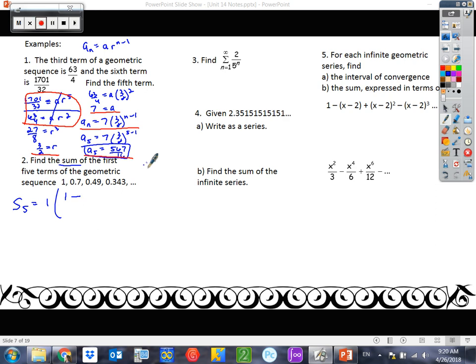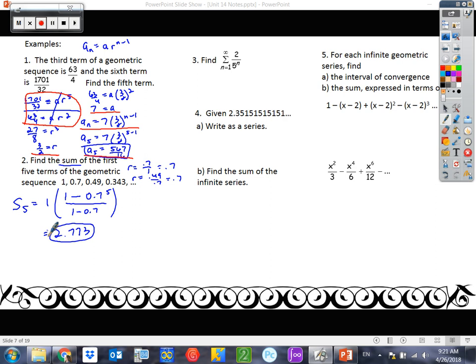Well, we could take the second term over the first term, or we could take the third term over the second term. Whichever. That's what we're looking for. So R is 0.7. So 0.7 to the, let's see, it's the first 5 terms over 1 minus 0.7. Okay. So then we would use our calculator, and we would get 0.773.